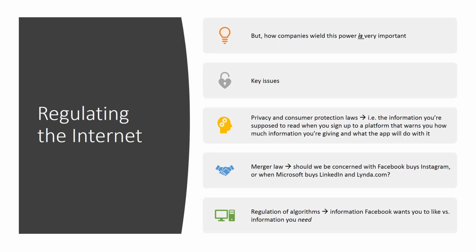Another key issue that was explored by the ACCC that relates to regulating the internet is the use of algorithms. So those pieces of code which influence the content that we get on our social media feeds. So there's a fundamental difference here between information Facebook wants you to like versus the information that you need or are entitled to in order to function as a knowledgeable citizen.